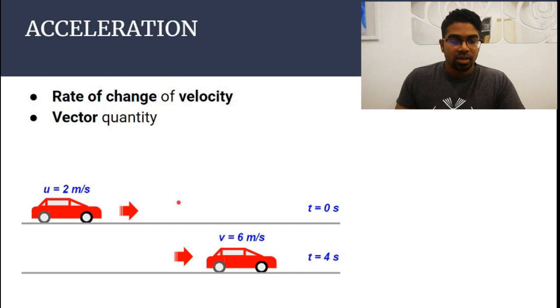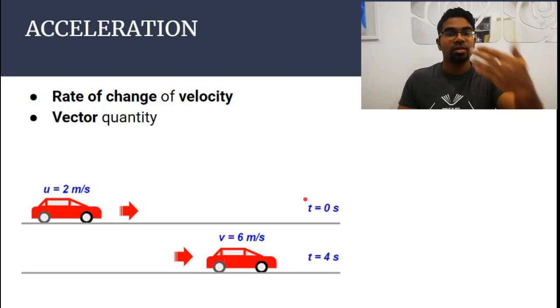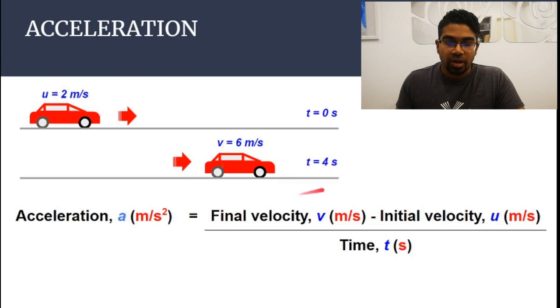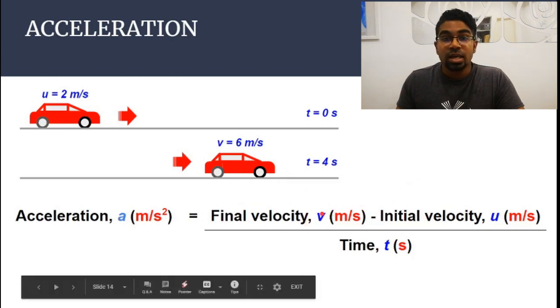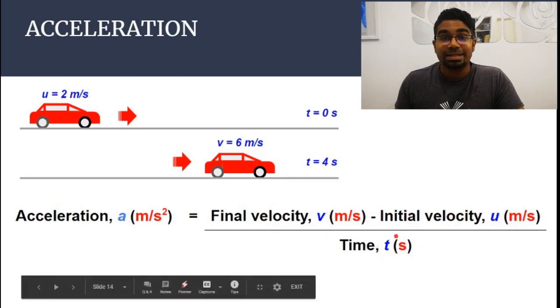So let's look at this. At 0 seconds, it is traveling at 2 meters per second. After 4 seconds, it reaches 6 meters per second. So we want to find out how fast it went from 2 to 6 meters per second. This is what acceleration means. Okay, so what is the formula here? The formula for acceleration is the final velocity v minus the initial velocity u over time t.